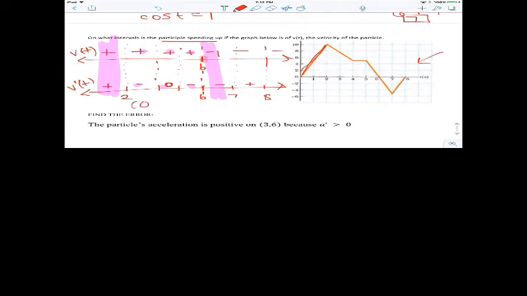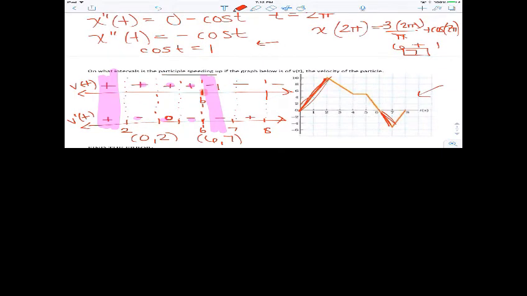So this is going to be from 0 to 2, where I am positive and increasing, and 6 to 7, where I am negative and decreasing. Be careful. Do not just say it's speeding up because acceleration is positive. So that's what I would be careful of.